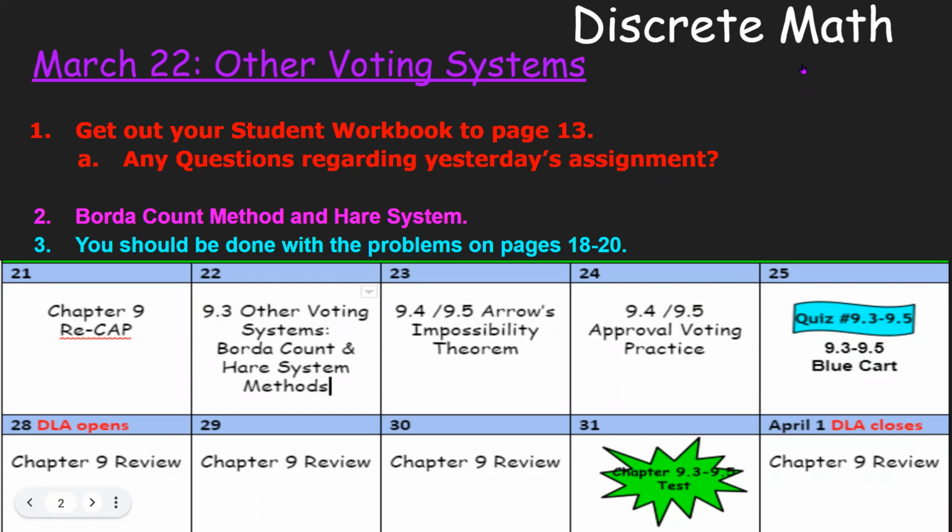Plurality and runoff is tomorrow. We're going to talk about Borda count and hare system today. So we'll have a quiz on Friday, test next Thursday, and then we have a cumulative test the final week. We might talk about Arrow's impossibility theorem tomorrow, and then we're just going to have a pool voting practice on Thursday. That's the plan.